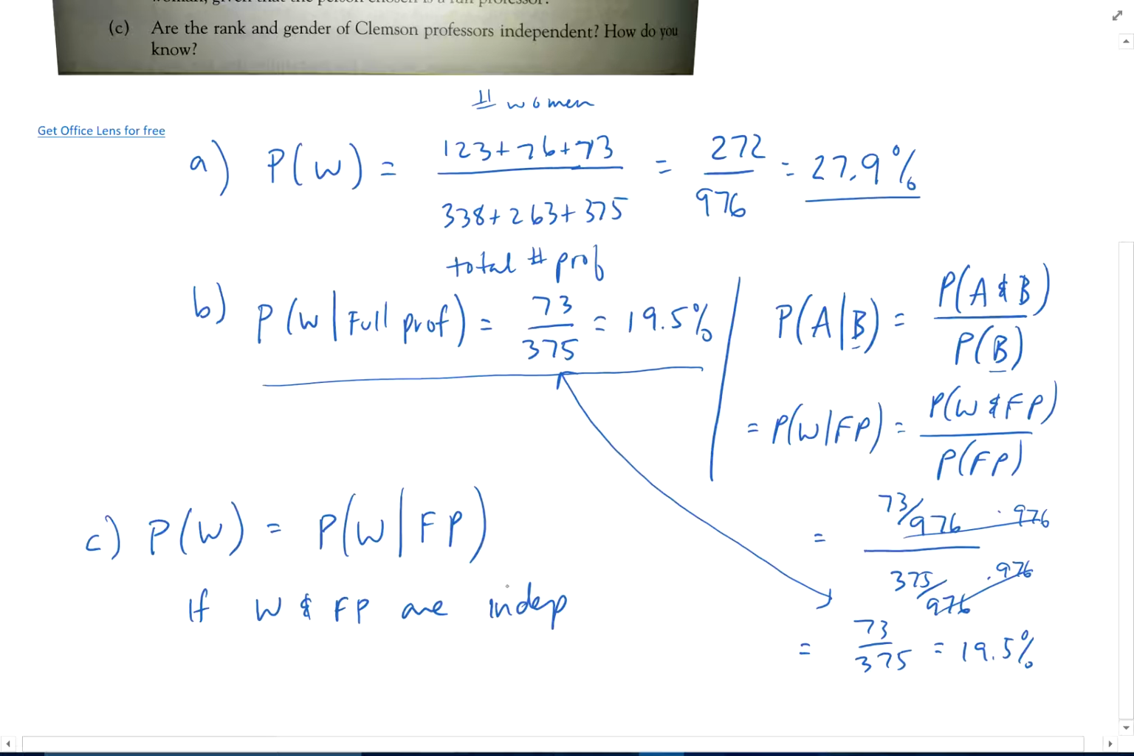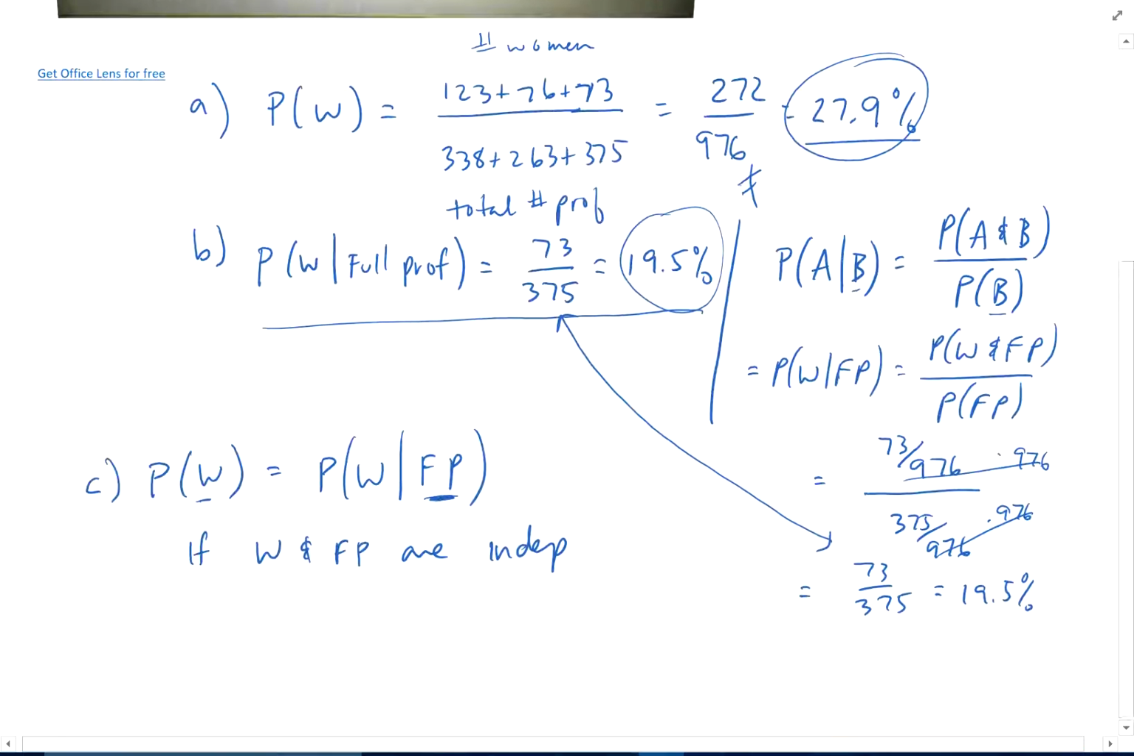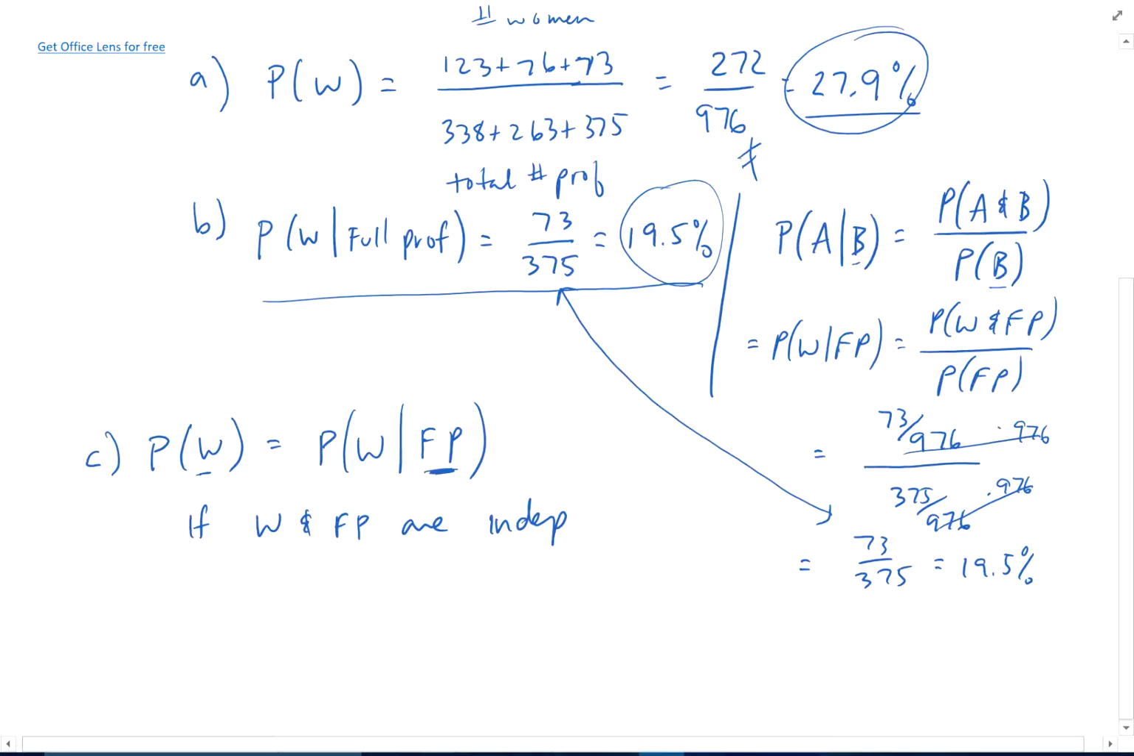Do we have that situation here? And the answer is no, we don't. These numbers are different, aren't they? They're not equal to each other. So in other words, knowing that they're a full professor, the probability that they're a woman is lower than just being a woman. So somehow that's affecting whether or not I pick a woman. So there is some relationship going on, so they are not independent.